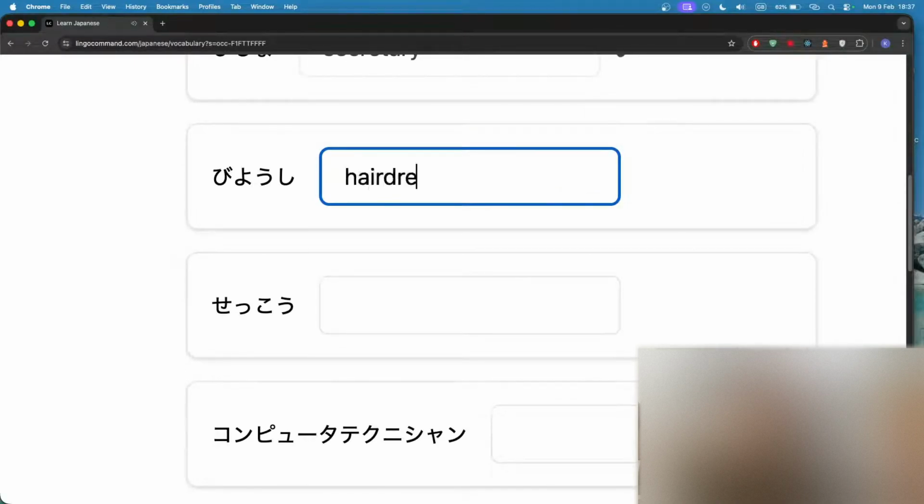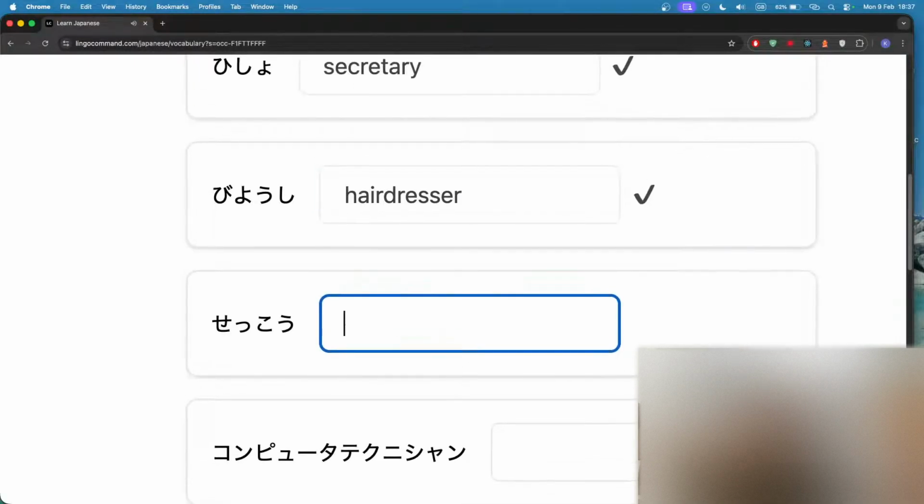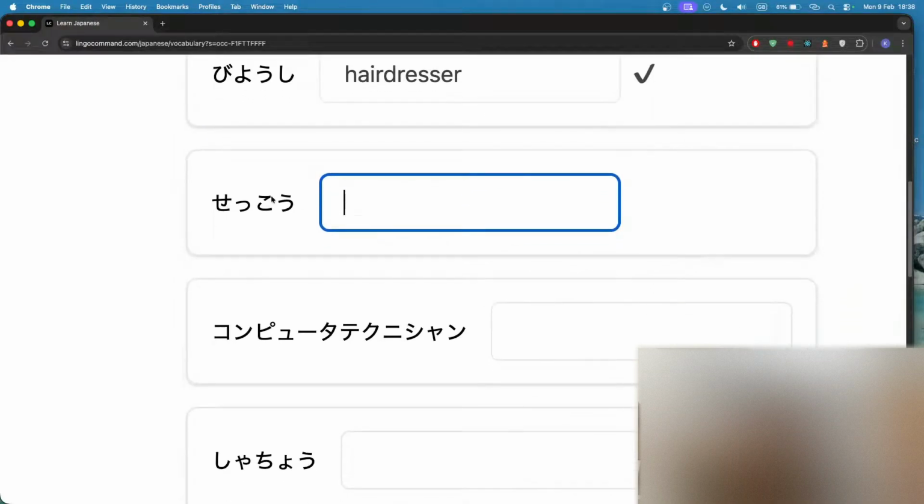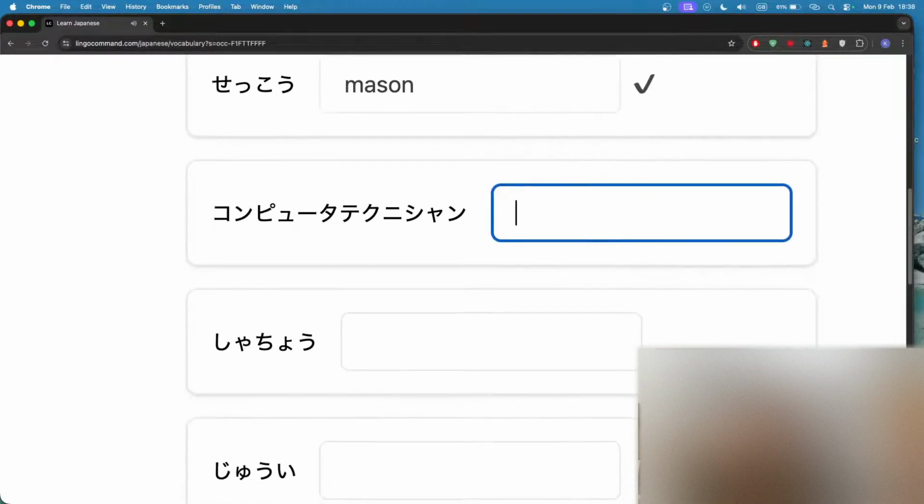Biyoshi is hairdresser. So the difference between the biyoshi and rihatsushi. Biyoshi, I think, is predominantly used by women, for like a female hairdresser. And rihatsushi, I think, is predominantly for men, like a men's barber. From what I saw online. Sekkou is a mason or like a bricklayer.